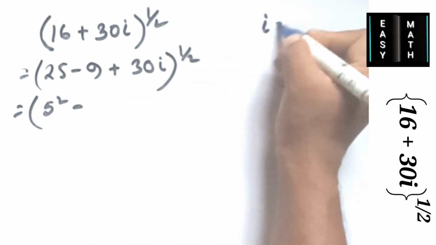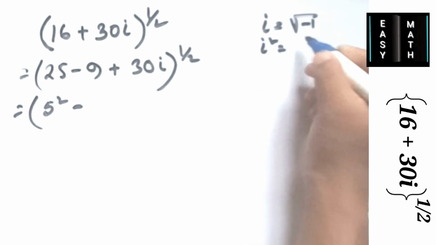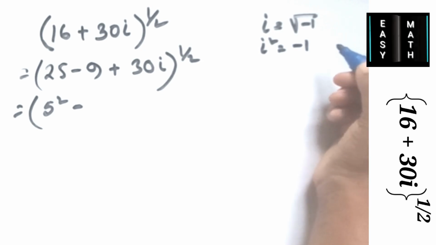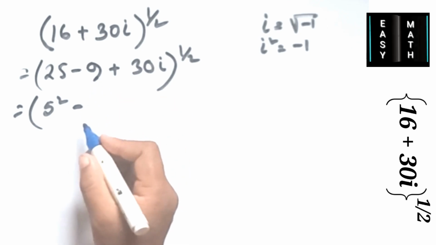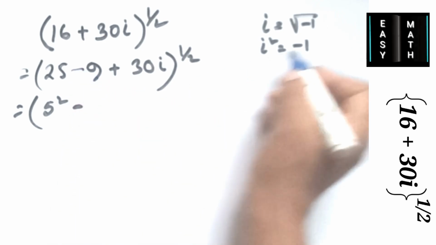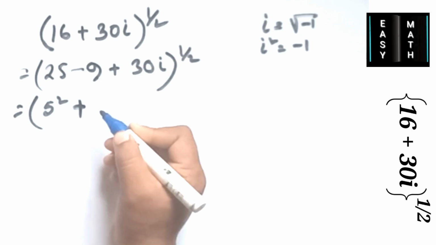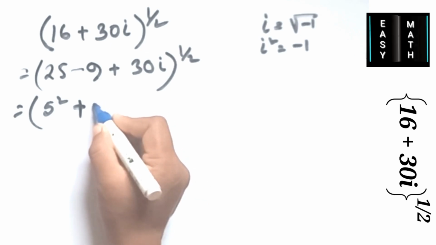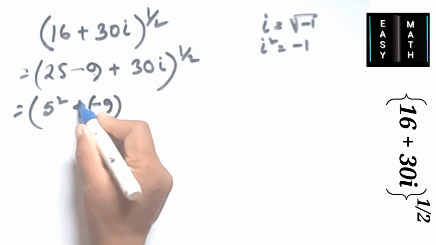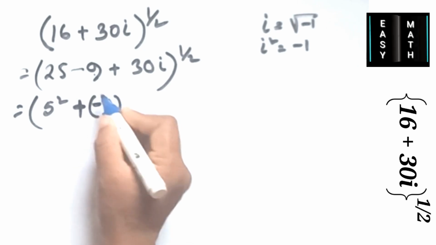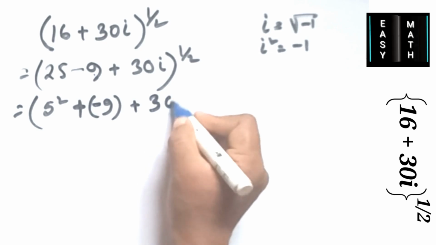we know i is equal to the square root of minus 1 and i square is equal to minus 1, and now this is the 9. So this is the minus 9. So we can write this as 5 square plus, in brackets, minus 9, and now we can write 30i.